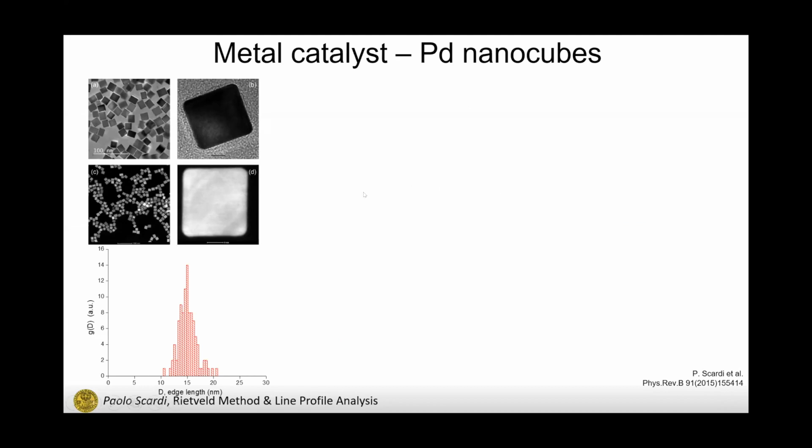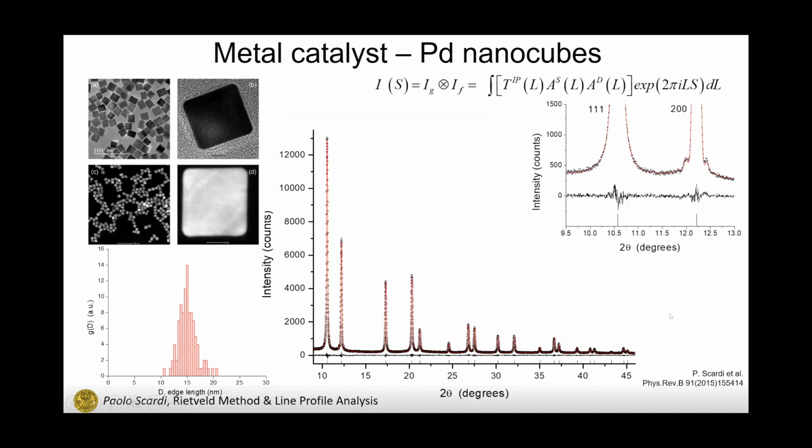The distribution you see here at the bottom is the histogram from 1,000 particles from TEM. And also the exact shape of the nanocube is very reproducible. There are no non-cubic particles. And there is a characteristic truncation, as you see here, of the edges and of the corners. And the pattern can be modeled pretty well in this case.